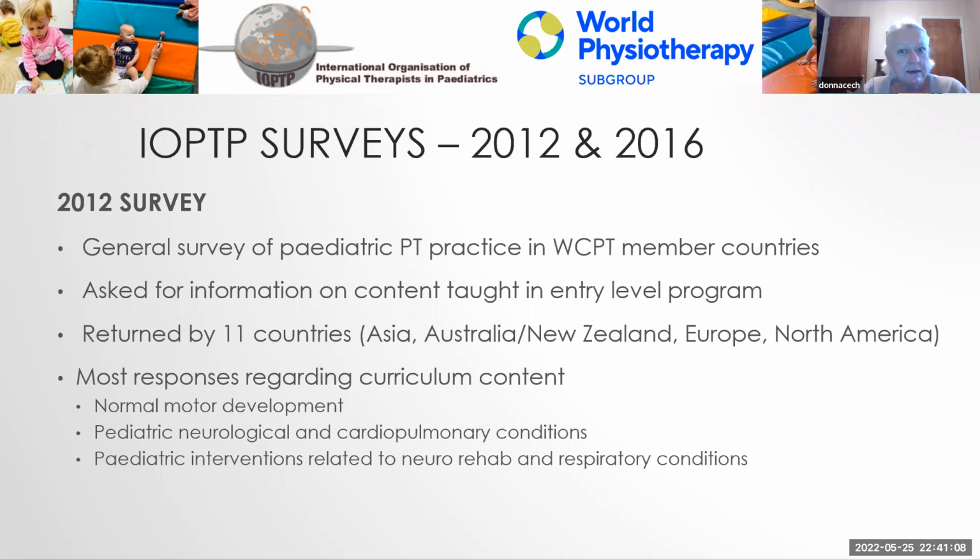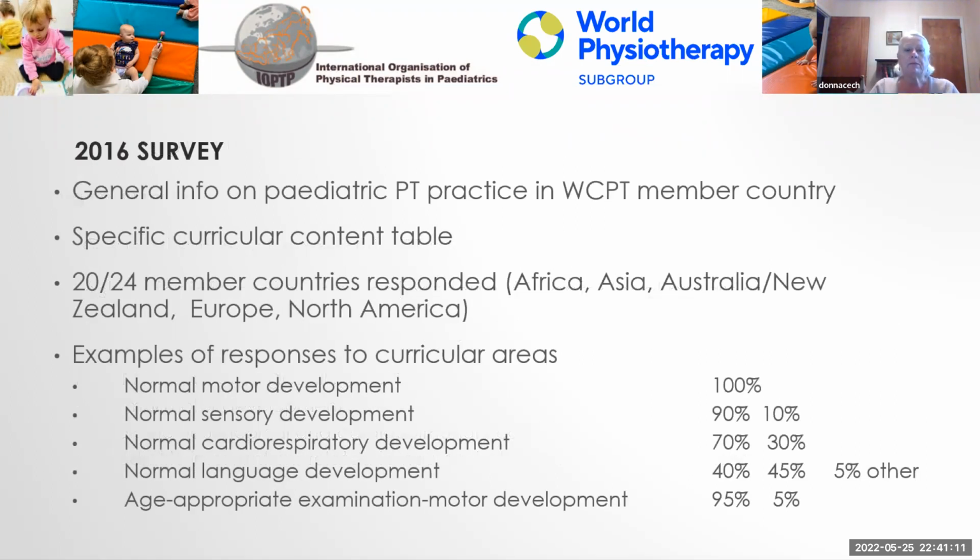If you look at the next slide, for this 2016 survey, we decided to look at literature that was available and come up with ways that we could get more specific yes/no answers to content areas. We included, again, questions on general information on pediatric practice, the number of people who practiced in pediatrics, the availability of post-professional education in pediatrics, and the availability to specialize or become recognized as a specialist in pediatric physical therapy. But what we really wanted was a very specific curricular content table.